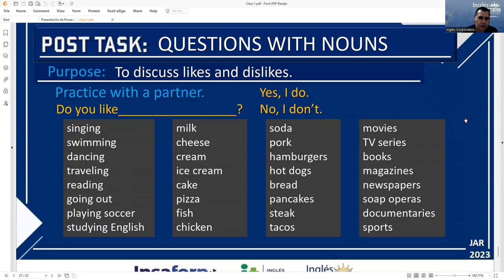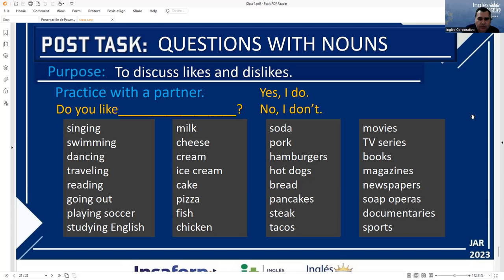Asking and answering questions. The purpose is to ask questions about likes and dislikes. Practice with a partner. Do you like singing? Yes, I do. Swimming, dancing, traveling, reading, going out, playing soccer, studying English, milk, cheese, cream, ice cream, cake, pizza, fish, chicken, soda, pork, hamburgers, hot dogs, bread, pancakes, steak, tacos, movies, TV series, books, magazines, newspapers, soap operas, documentaries, sports. How much?